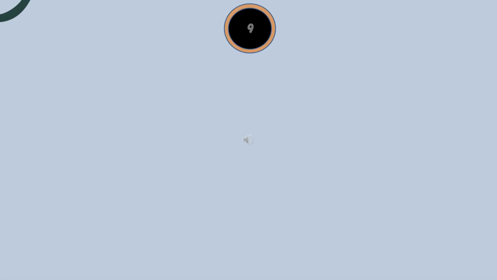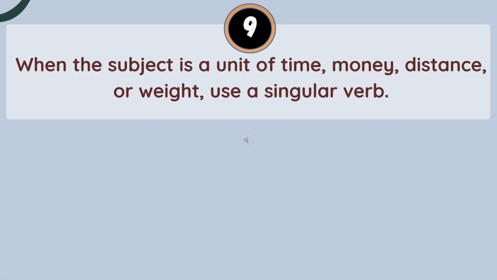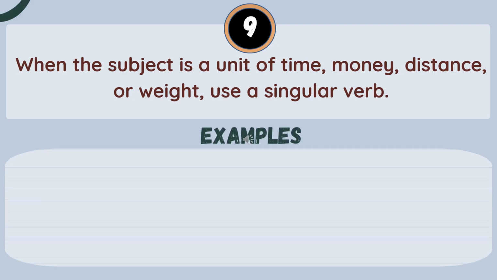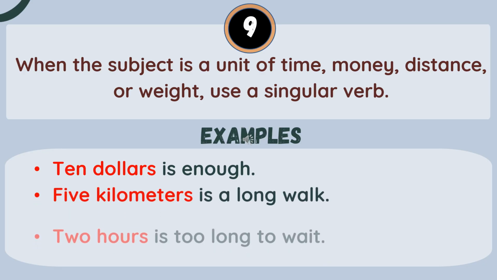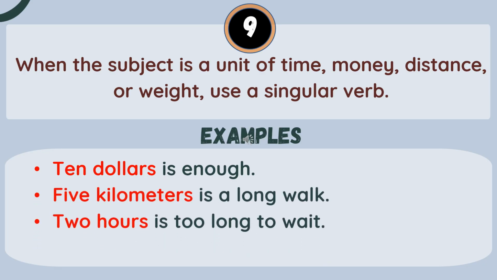When the subject is a unit of time, money, distance, or weight, use a singular verb. Examples: $10 is enough. 5 kilometers is a long walk. 2 hours is too long to wait. 1 liter is left. Even though these subjects look plural, they act as a single unit, so they take singular verbs like is.